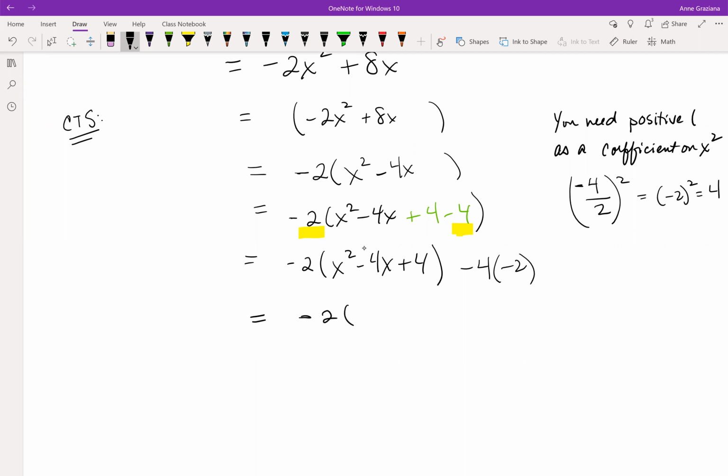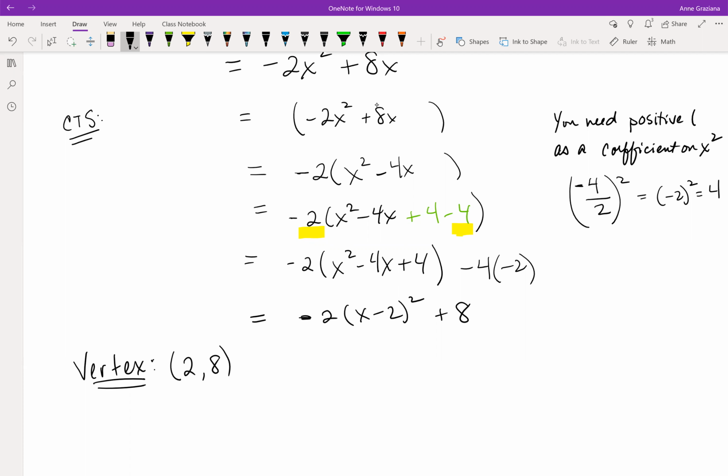All right, so here we go. -2 times x minus 2 squared, and then we have plus 8, okay? So what this tells us is our vertex. Remember, this gives us our vertex form, okay? So we're going to get 2 comma 8. And it's always the opposite of what you see inside of the parentheses. So if it's a -2, it's actually a +2 on your x coordinate. The 8 stays the same sign, okay?